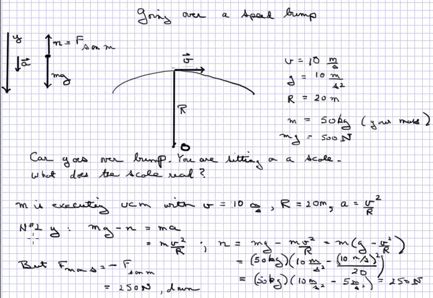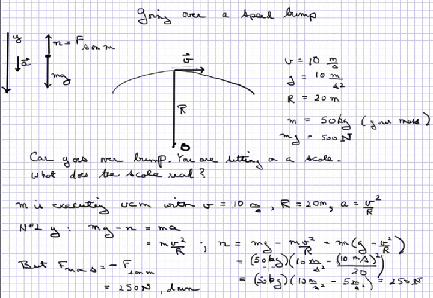So if I do a Newton number 2, as shown here, and I orient my y-axis downward, Newton number 2 in the y direction, I would get mg minus N is equal to m times a. But since it's uniform circular motion, I know that a is v squared over r. And so I can now solve for N, the normal force, and with a little bit of algebra, N is equal to mg minus m times v squared over r, factoring out the m, m times the quantity g minus v squared over r. So let's put some numbers in.